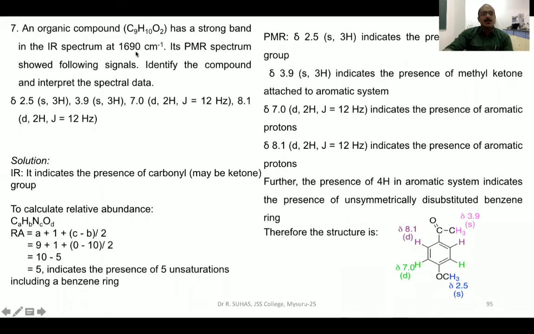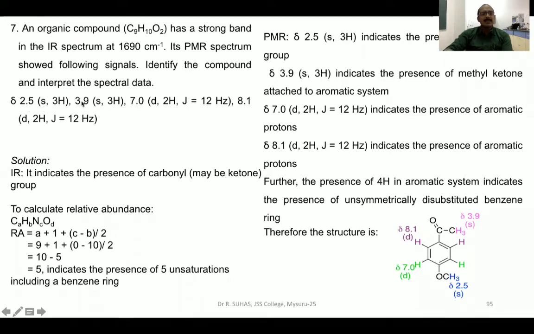The next compound, an organic compound with molecular formula C9H10O2. It indicates that there is a benzene ring. It has a strong band in the IR spectrum at 1690 centimeter inverse. We will see what it is. It should be a carbonyl group, but we have to check whether it is ketone or aldehyde. Its PMR spectrum showed following signals. Identify the compound and interpret the spectral data.